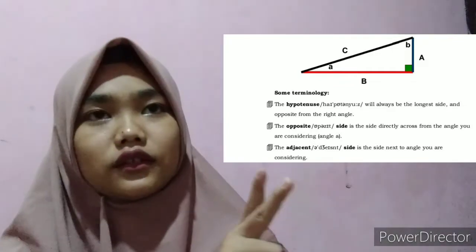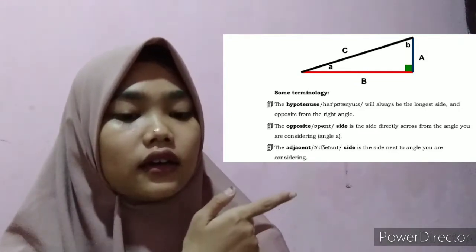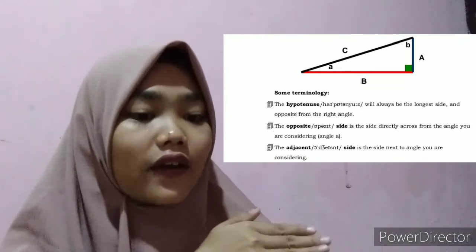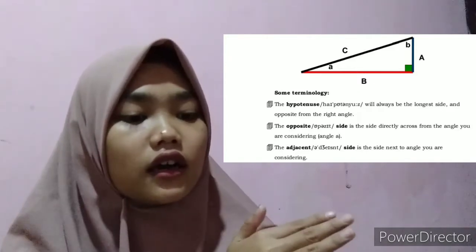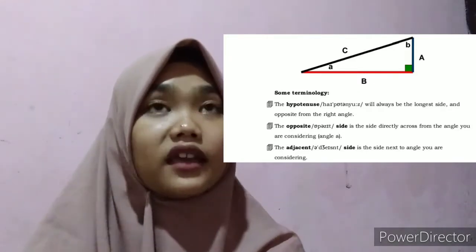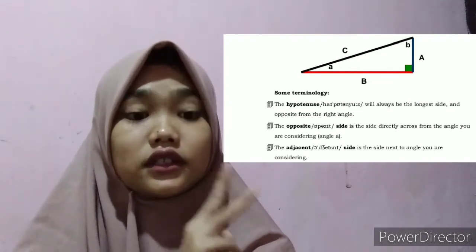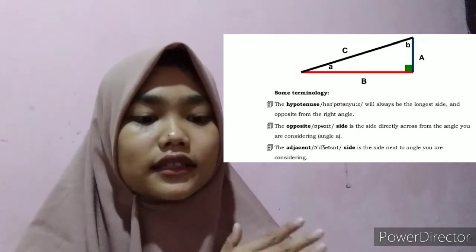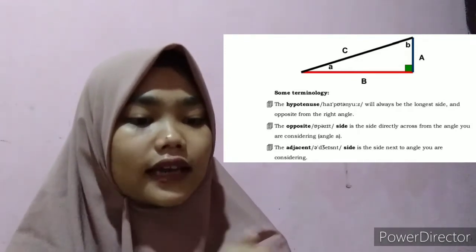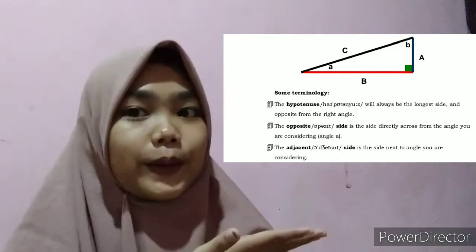Second, the opposite side is the side directly across from the angle you are considering, angle A. The third, the adjacent side is the side next to the angle you are considering.